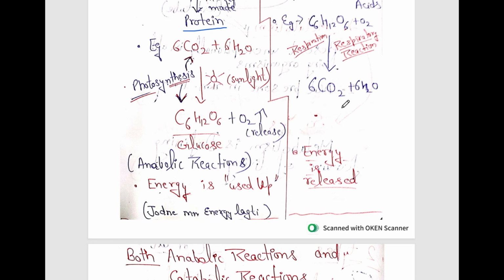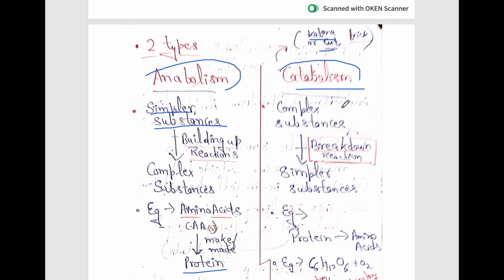Again, what is the difference between anabolism and catabolism? Anabolism is the sum total of building up reactions or constructive processes. Catabolism is the sum total of breakdown or destructive processes. Anabolism produces complex material from simpler ones. You can see here, catabolism forms simpler substances from complex ones.